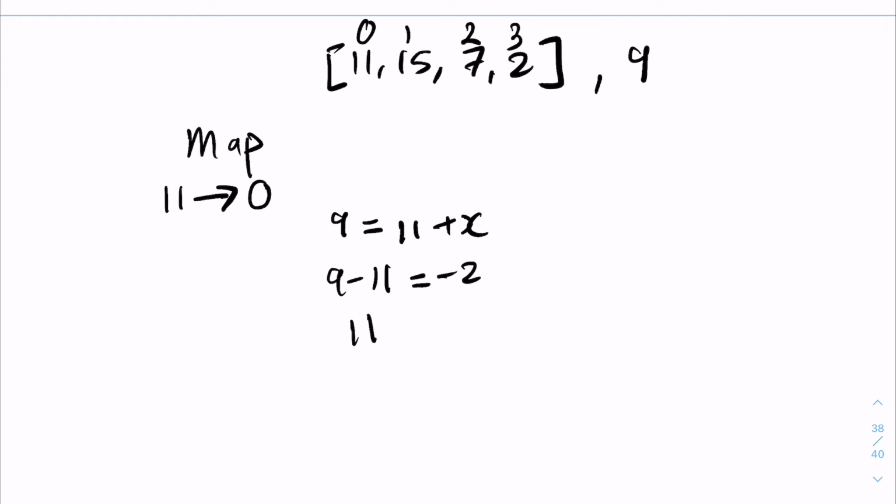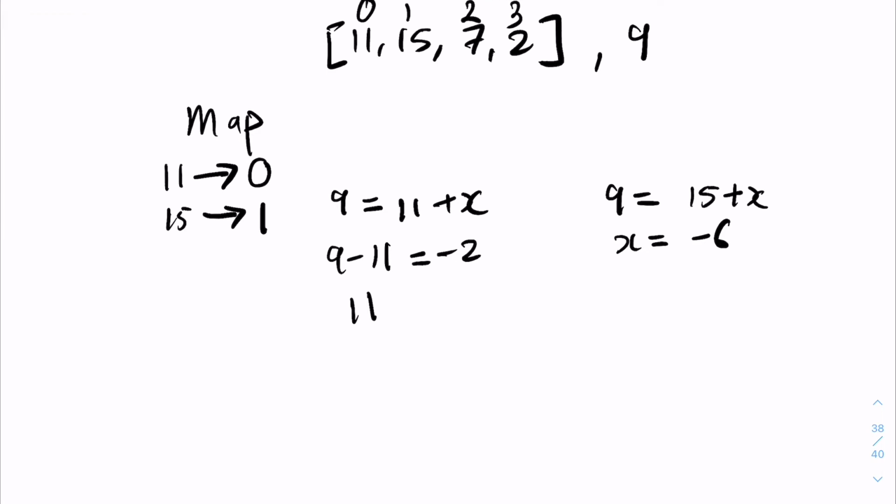And then we move on to the next element, which is 15. So to get 9 from 15, we will need minus 6. So because x in this case is minus 6, we look into the map, we don't have a key with the value minus 6, so we don't have a solution. And similarly, we put 15 into the map, pointing to its index 1. We move on to the next element.